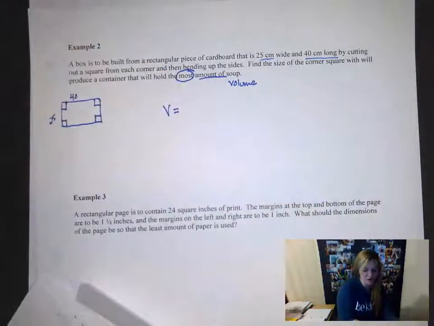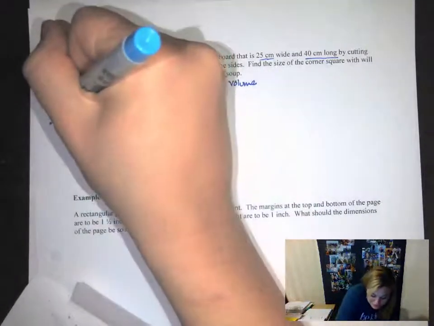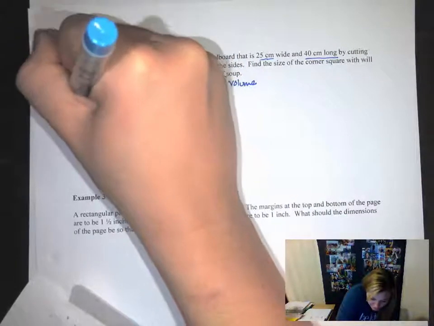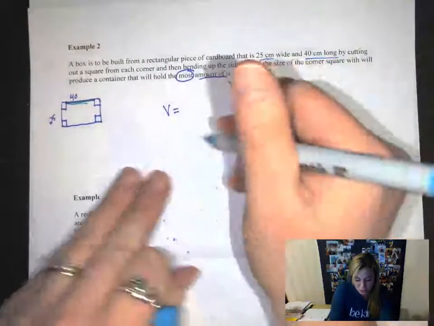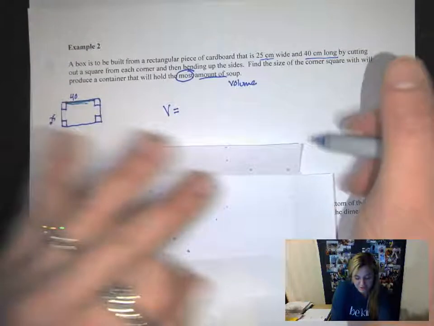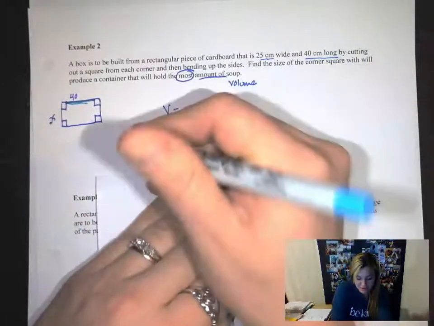But if I just want to know what this distance is, from there to there, do you see how if this whole thing used to be 40 with the corners in, how I took out a length here and then I took out a length here?